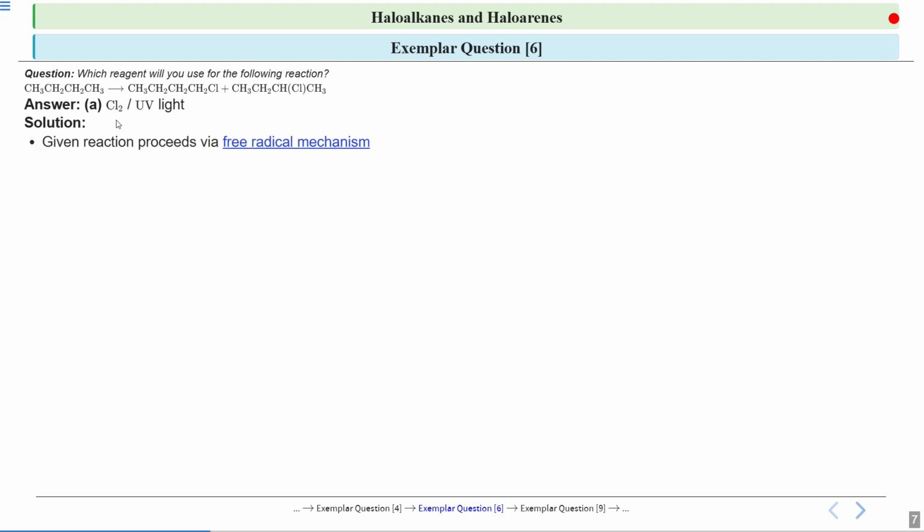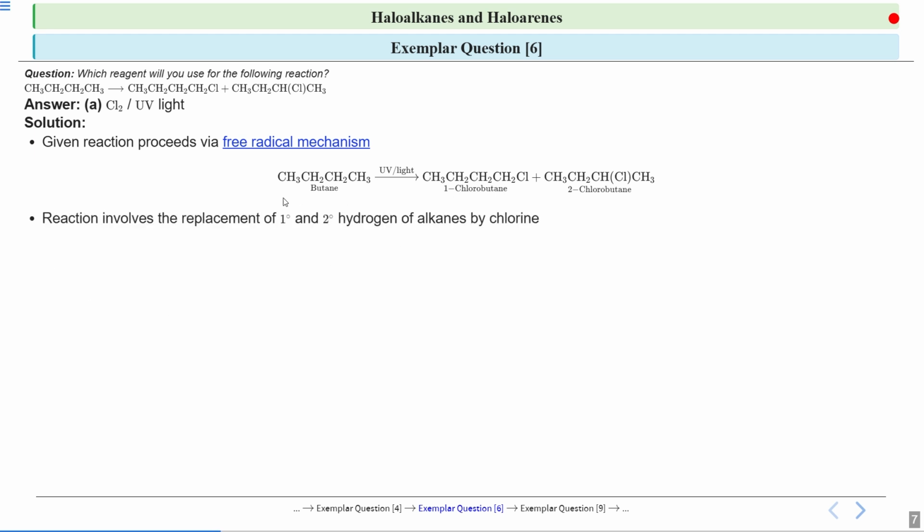So we have this given reaction of butane giving us 1-chlorobutane and 2-chlorobutane. This reaction proceeds via a free radical mechanism. Your butane reacts with the chlorine molecule in the presence of UV light and gives you 1-chlorobutane and 2-chlorobutane. That means the chlorine attaches to the very first carbon in one compound, and to the second carbon in the other. This reaction involves the replacement of primary and secondary hydrogen of alkanes by the chlorine atom.